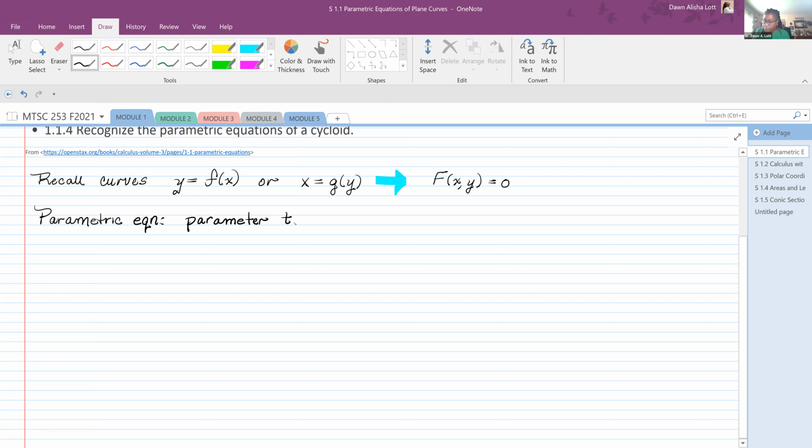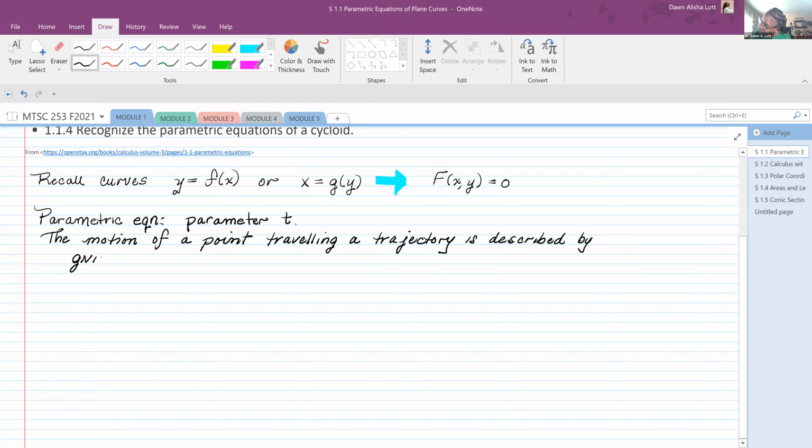All right, so the motion of a point traveling a trajectory is described by giving its position as a function of t.